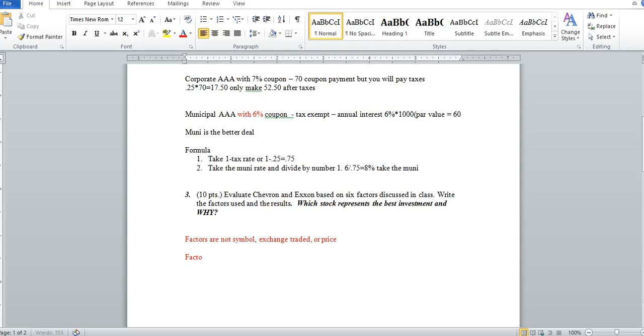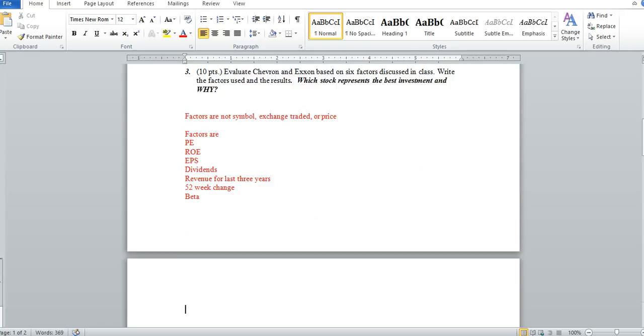So factors are PE, of course, ROE, return on equity, EPS, earnings per share, dividends, how about that? Also the revenue for the last 3 years, the 52-week change, beta, etc. Debt to cash. So those are factors.